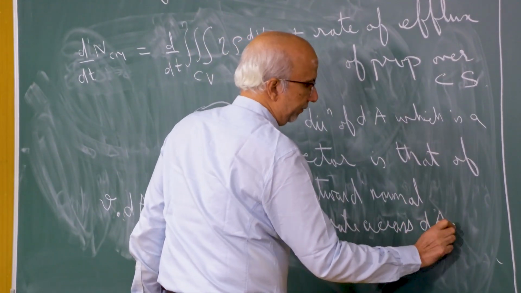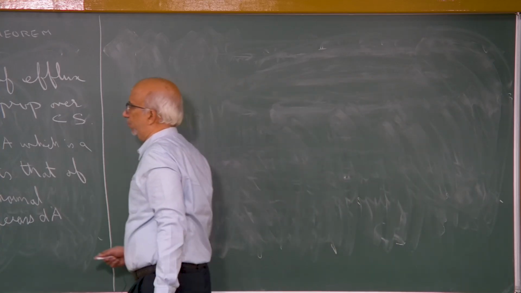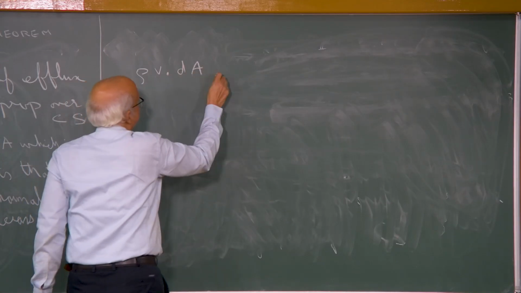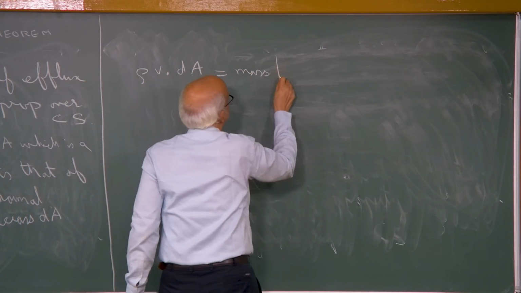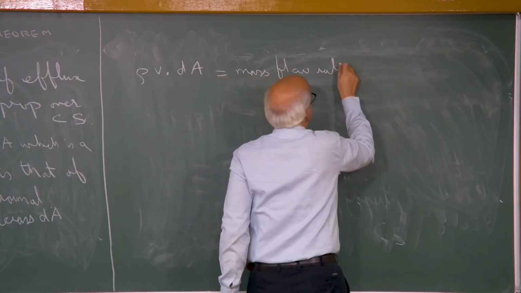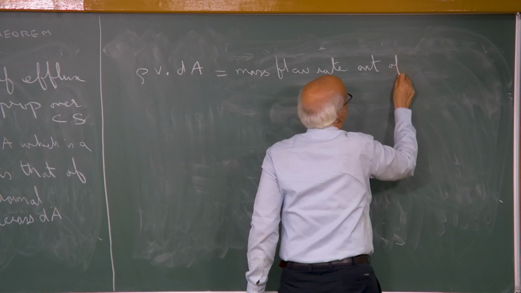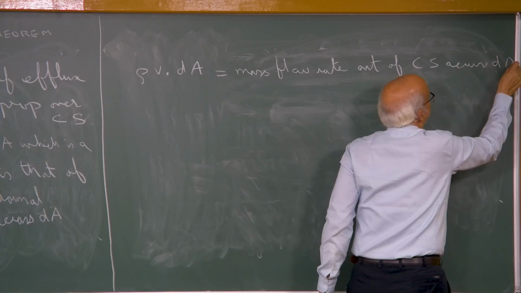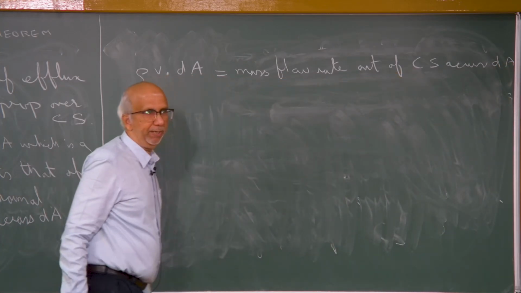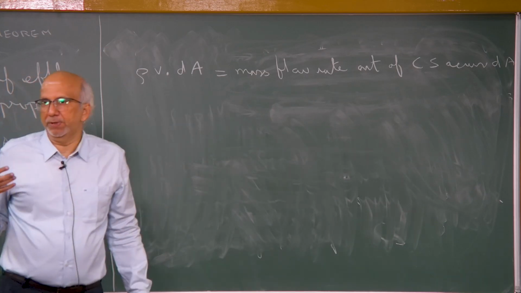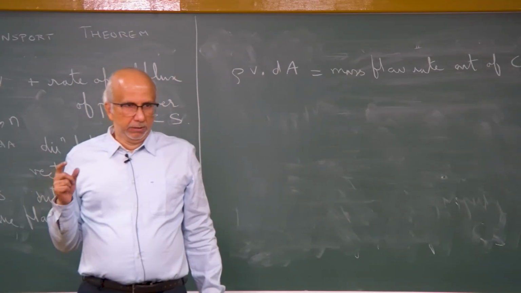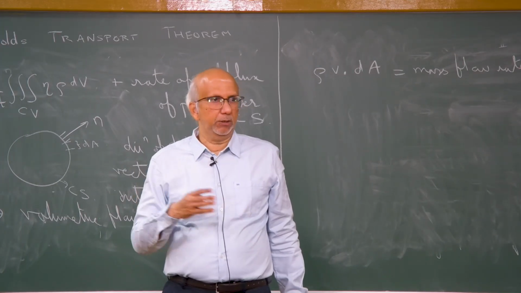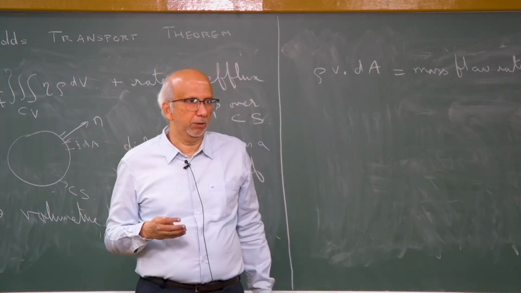across dA, and if I want to get the mass flow rate, what do I have to do? Just multiply that by density, rho V dot dA, and remember density is a scalar. This is the mass flow rate out of the control surface across dA, okay. And what I am interested in is the property. So, I know the mass flow rate. If I multiply it by the intensive property, eta, I get the total property which is leaving the control surface, okay.